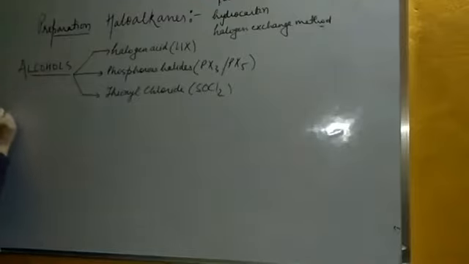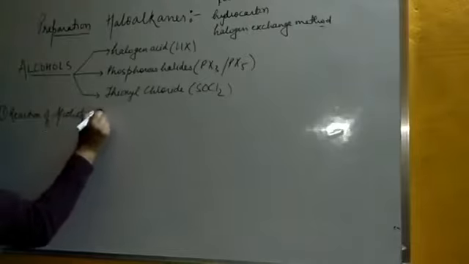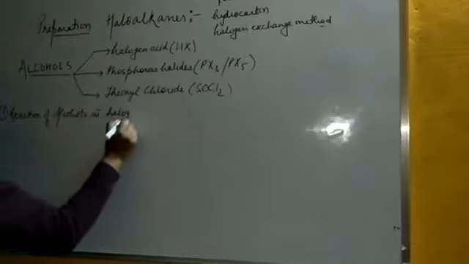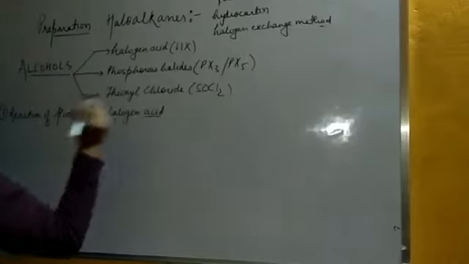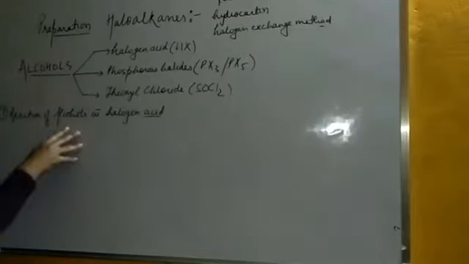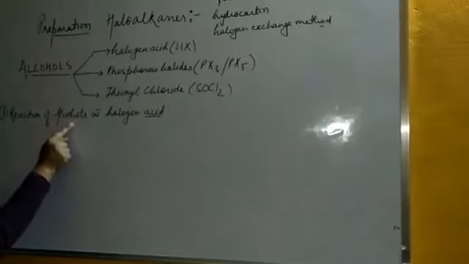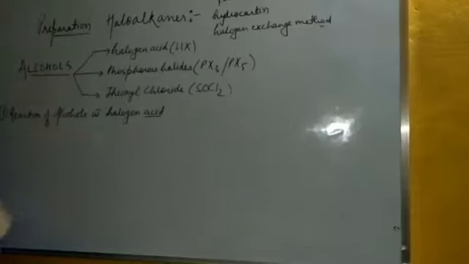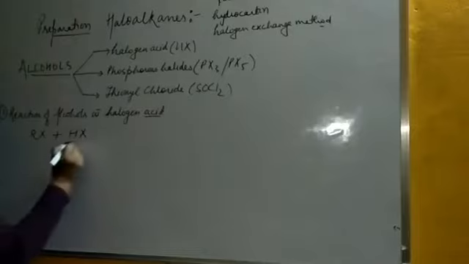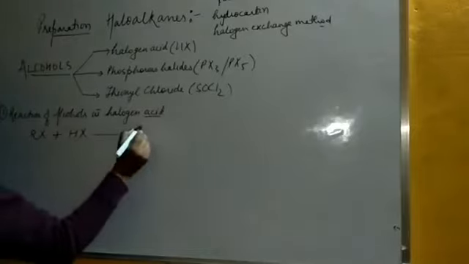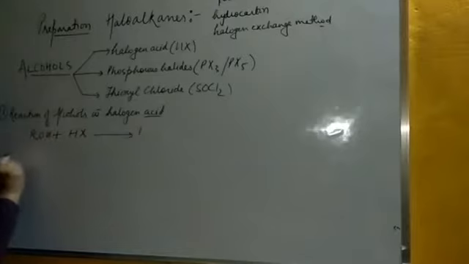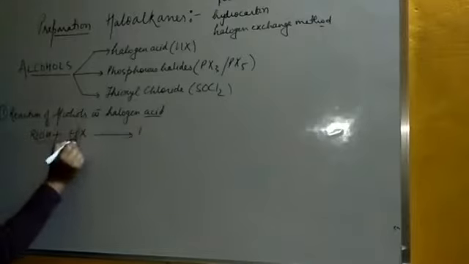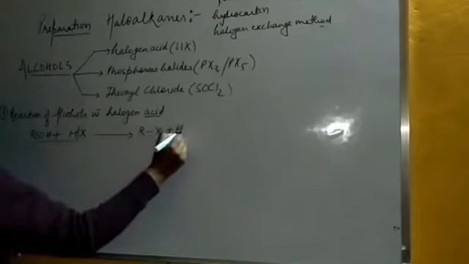So first we will discuss the reaction of alcohol with halogen acid, right? So students, if we have to prepare the haloalkane, we can obtain it by reaction of alcohol ROH with HX, that is halogen acid, to form RX, right? So we will get here RX plus H2O.